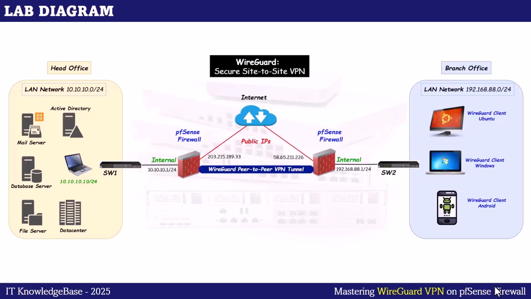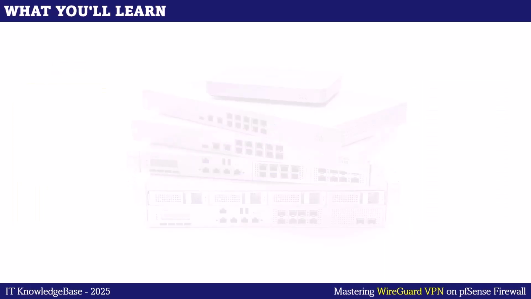In this site-to-site VPN setup, WireGuard is installed on both pfSense firewalls to establish a secure connection between the head office and the branch office. This setup allows seamless communication between the 2 networks, ensuring secure data exchange and connectivity. Let's explore what you will learn in this exciting training.